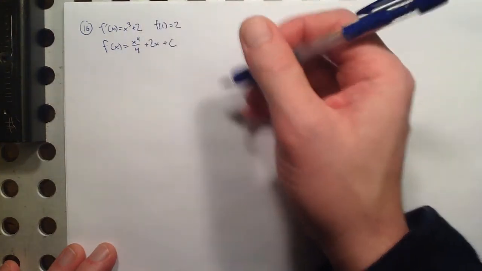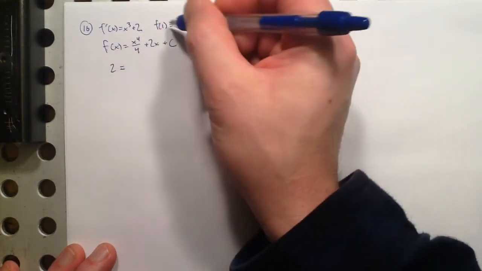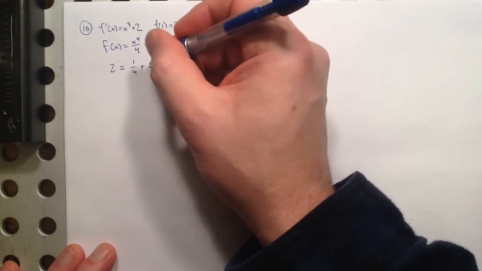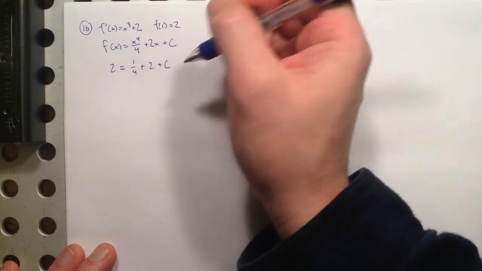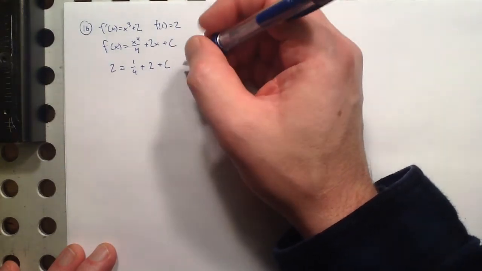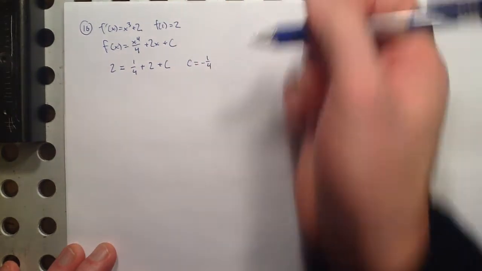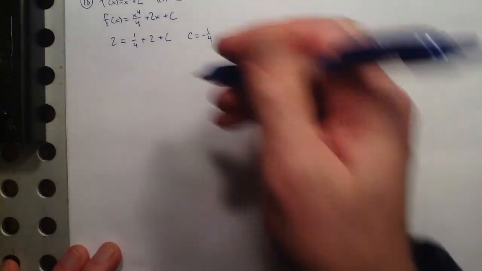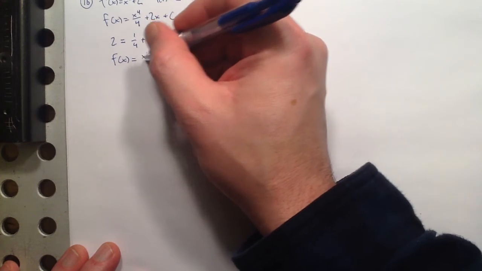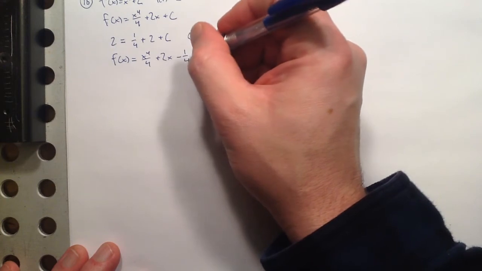And then we can plug in the point that we have. So 2 is equal to 1/4 plus 2 times 1 is 2 plus c. So c is equal to -1/4. Now that's not the answer. The answer is f of x is equal to x to the 4th over 4 plus 2x minus 1/4.